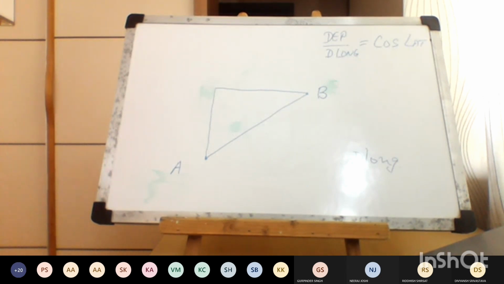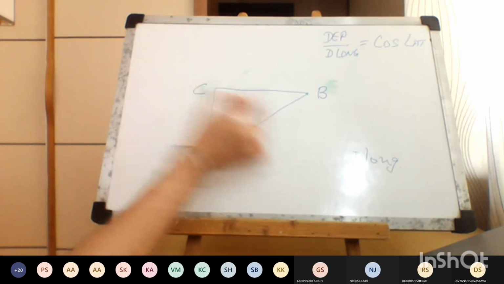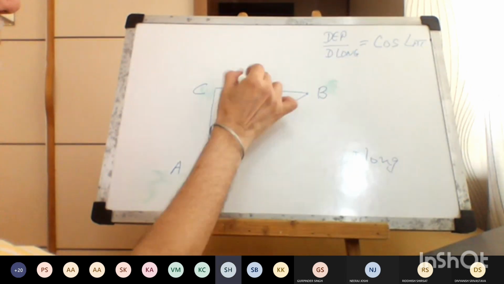बट इस ट्रायंगल में क्या हम VC को D-long बोल सकते हैं? Because they are not on the equator, we cannot call that D long. We have to call it, what do we call it? Departure.